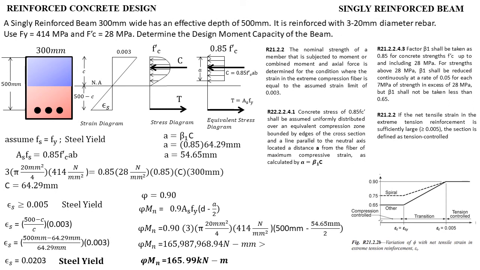Okay, so ito na yung analyzation natin using the same dimension, 300 mm and 500 mm ang effective depth. Okay, using 3 na 20 mm diameter rebar. Okay, yan ginamit natin siya dito. Okay, and nag-come up tayo na the value of the φMn is equal to 165.99 kN-m, and that is greater than sa factored moment natin na 165 kN-m. Okay? So, yung design natin is considered as safe.